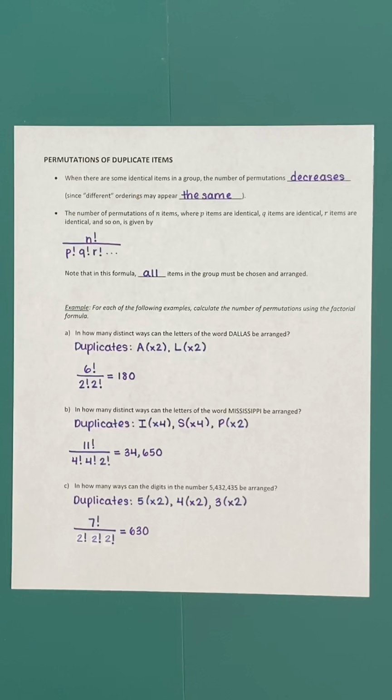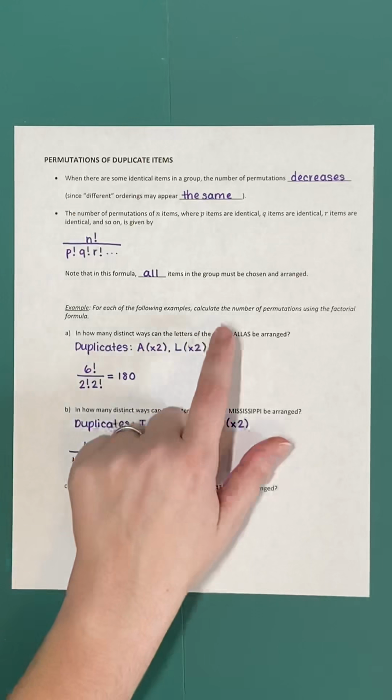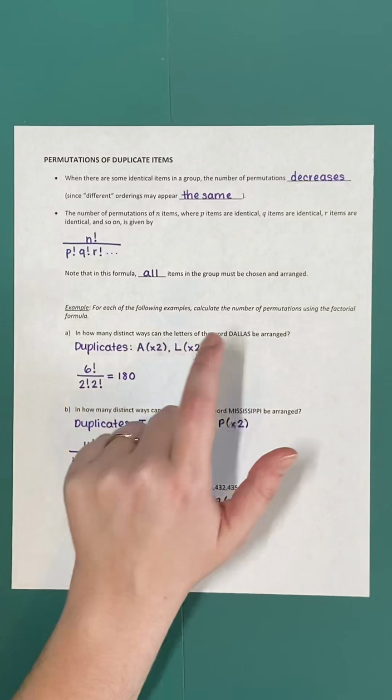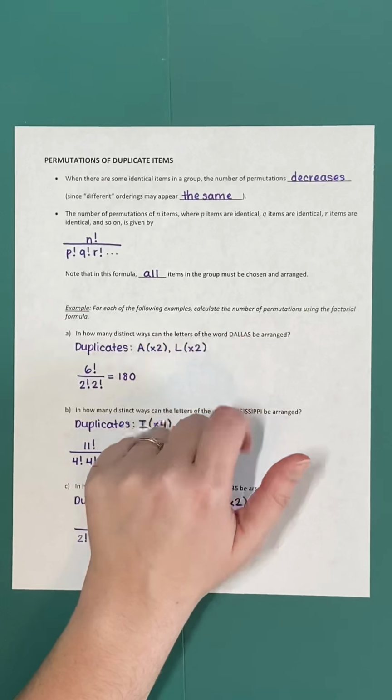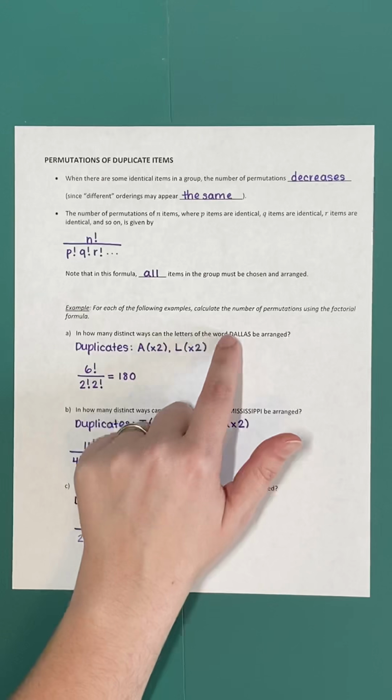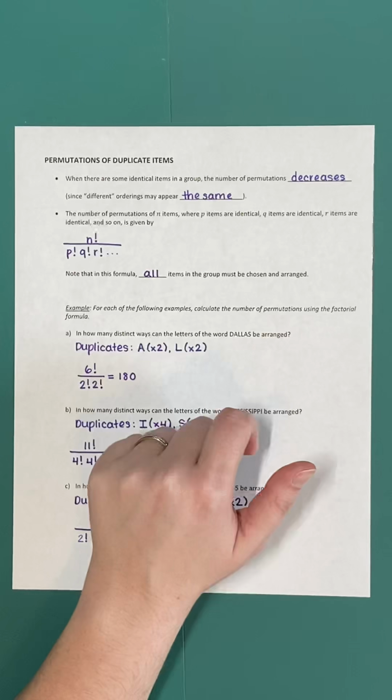Okay, so for example, in how many distinct ways can the letters of the word Dallas be arranged? Well, this is a little bit different than arranging textbooks, arranging campers. All the campers are different, all the textbooks are different. Here, some of the things that we're arranging actually look the same. Well, what looks the same? We have 2 A's and we have 2 L's. They all look the same. So we have 2 sets of duplicates.